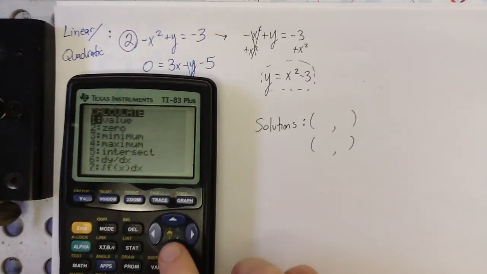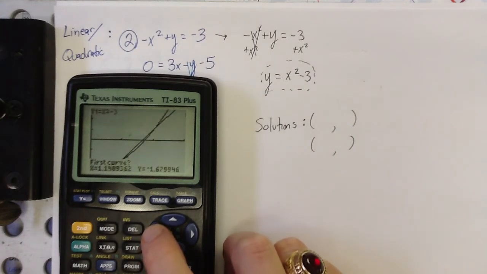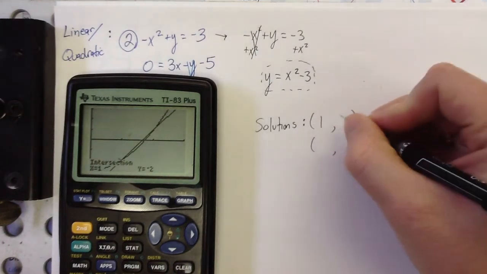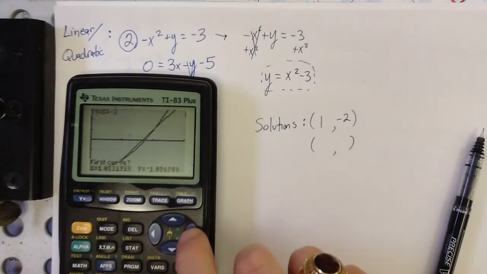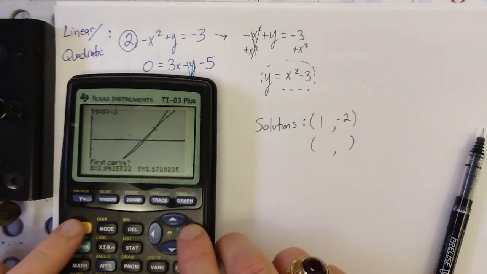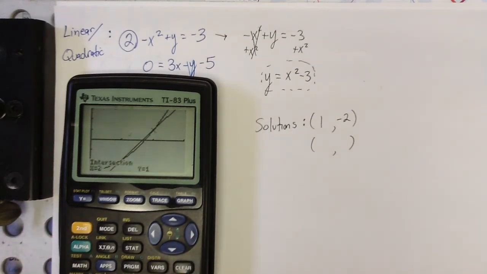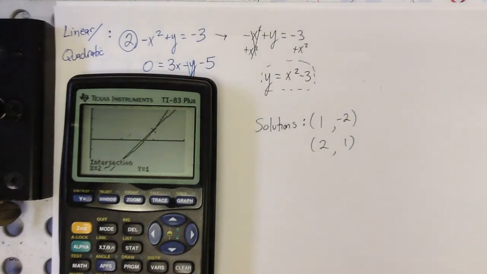So second trace, intersect. Now this time you got to get your x pretty close to one of them. Hit enter 3 times. All right, so 1, -2, that's one of them. And then second trace, intersect. This time get your x pretty close to the other. And enter 3 times again. There you go, that's your other one. It's 2, 1. Okay, so two different solutions, and there they are.